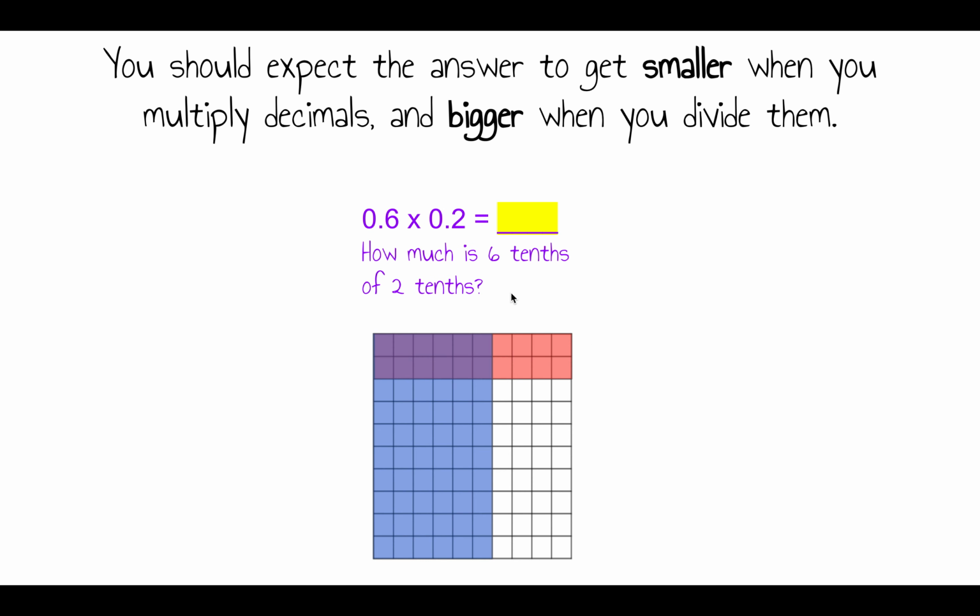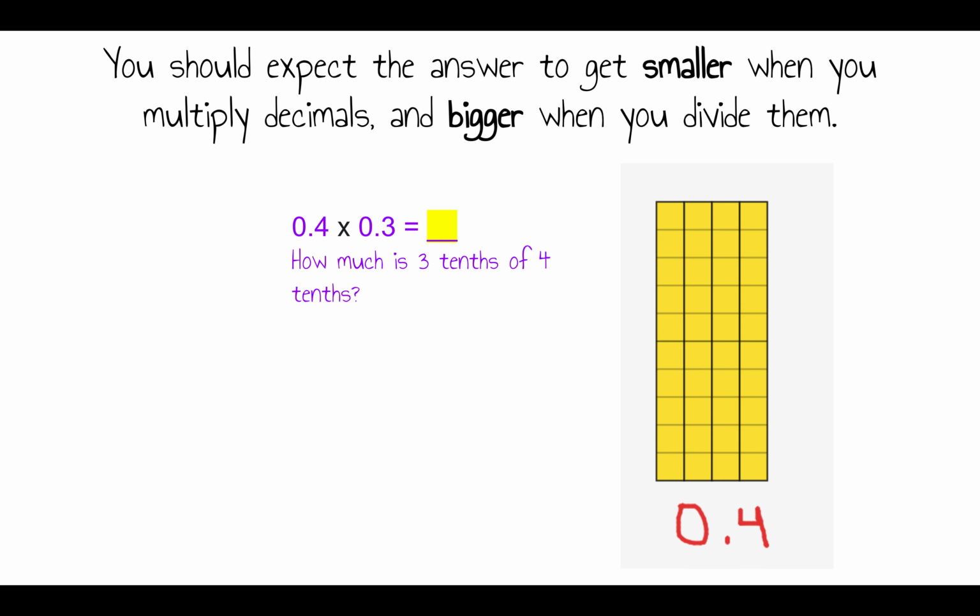So let's look at this one. 6/10 times 2/10 is what? So just from looking at the picture of 6/10 of 2/10, that purple area is the answer. So do we expect the answer to be smaller or bigger? We expect it to be smaller. Let's look at another one.